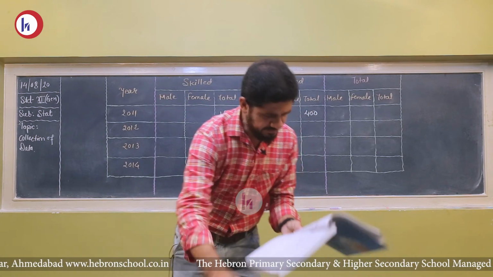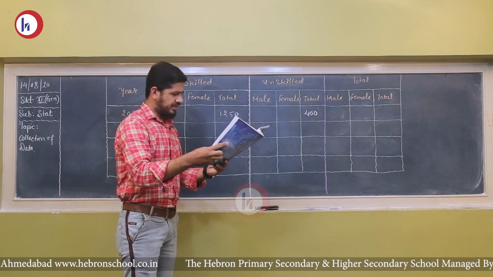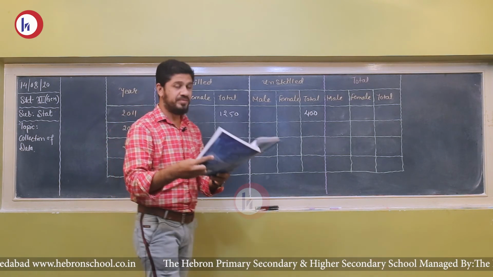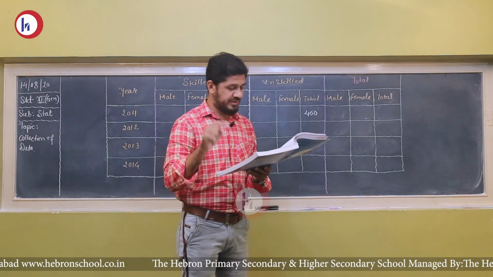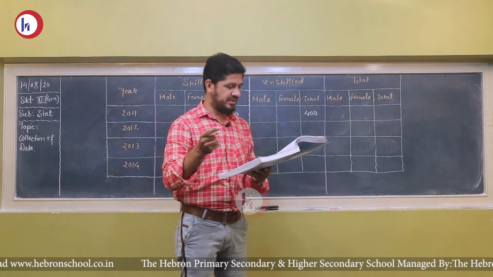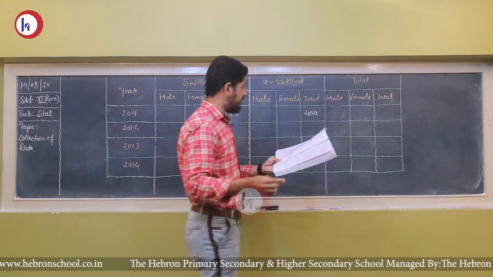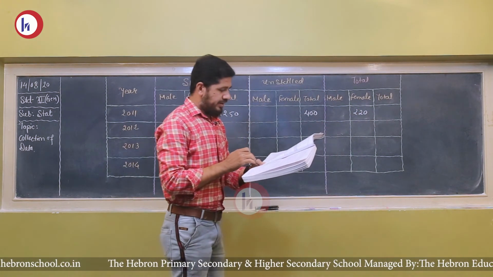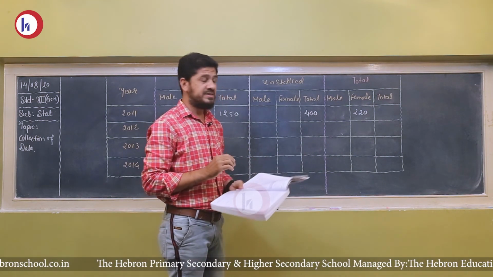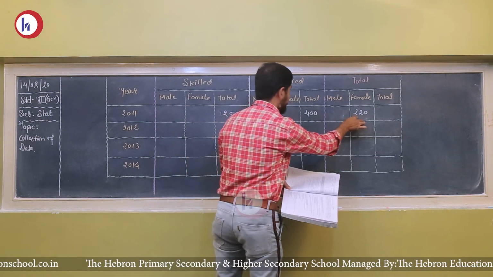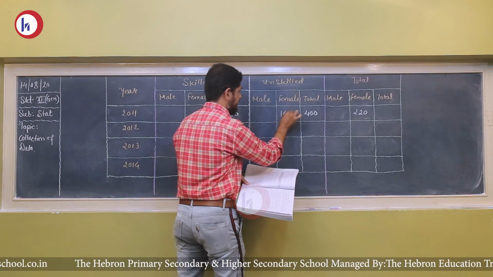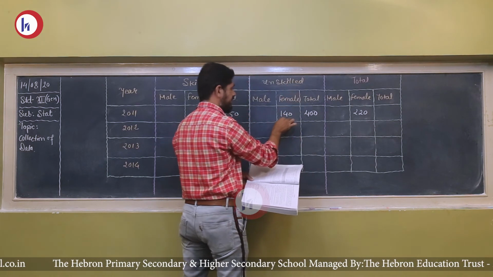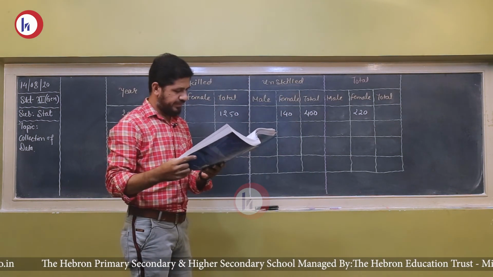Now, there were 220 female workers. It is not mentioned whether they are skilled or unskilled, so again we will input this value into the last column, 220. And of them 140 were unskilled. 140 were unskilled females. Among them, we are talking about the females. The unskilled females are 140.